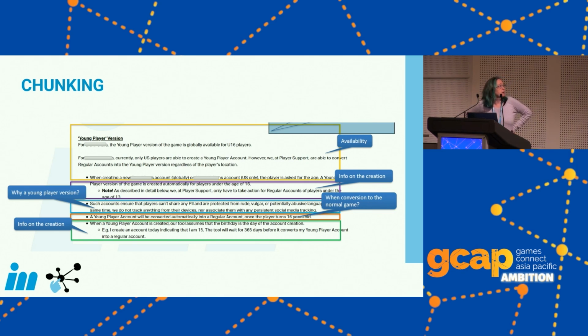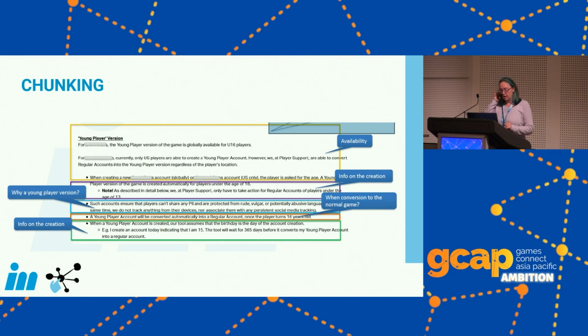But if we look at it a bit critically, we see there's actually, if we chunk it, 5 different things. There's the availability of the young player version. There's how you create it. There's why there is a young player version. There's when do players convert from young player to the normal game. So even though all that information is there, if you're looking for something specific, for example, a player asking, when can I convert to the adult version of the game, you've got to read this whole thing and find it.